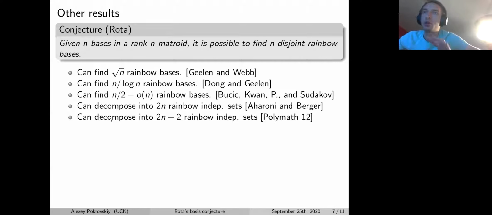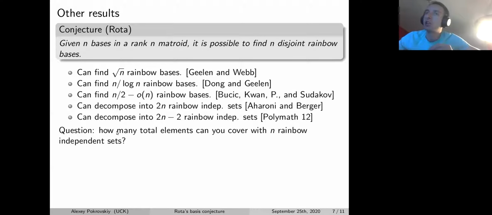Okay, so today we'll be looking at something that's a little bit weaker than all of this, but also a very natural question. And the question is the following. So you have n squared elements in the matroid in total.